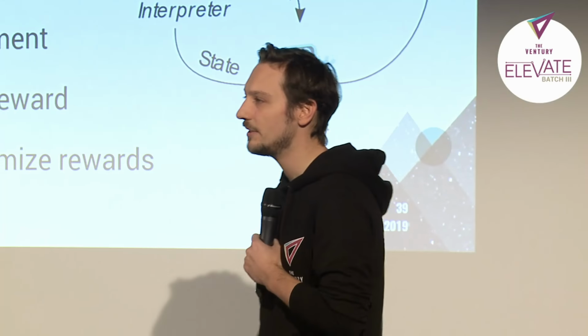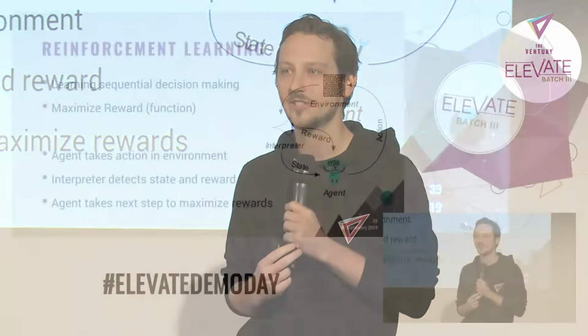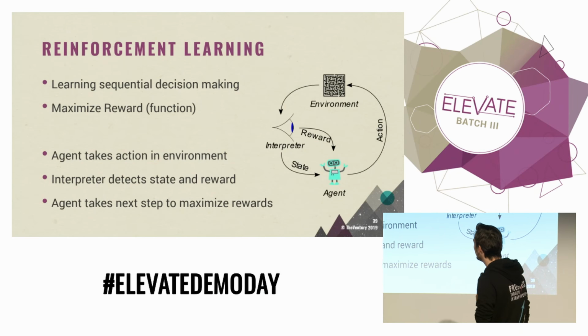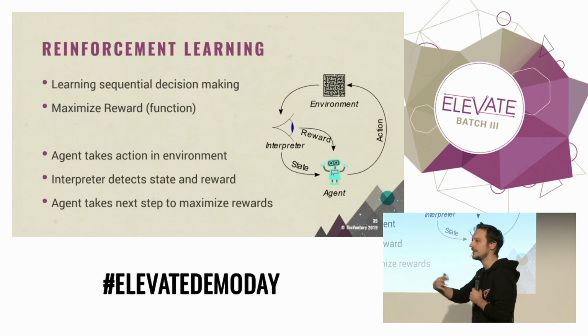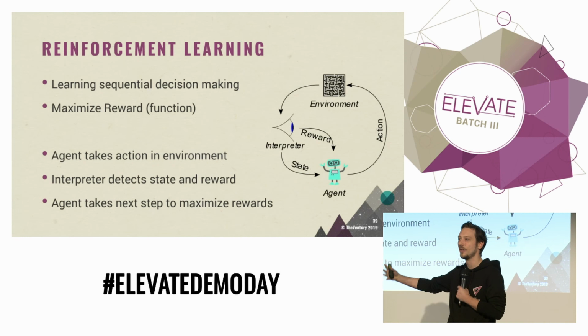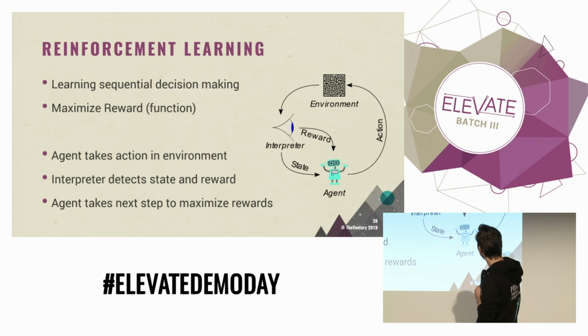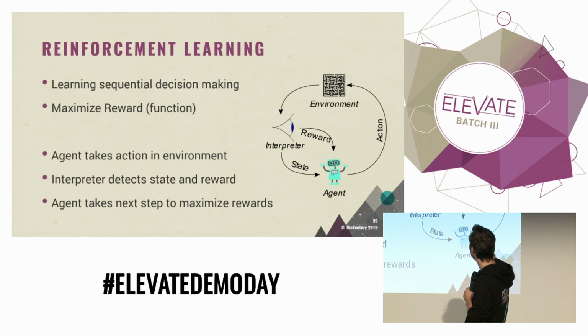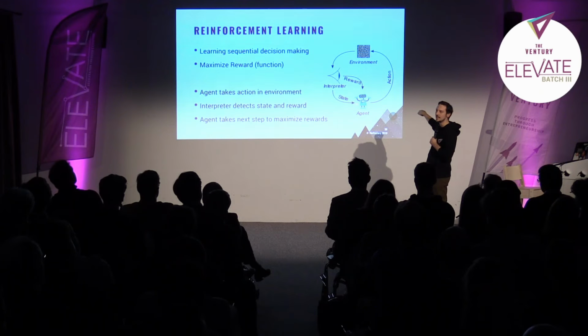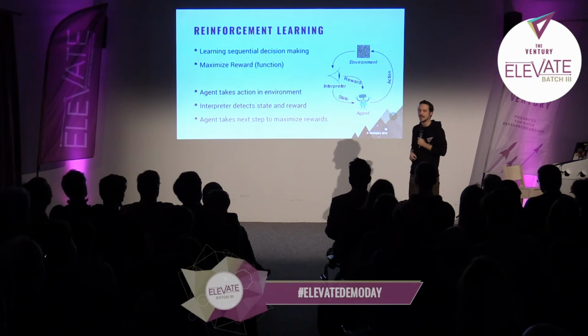So last but not least, reinforcement learning, and that's the real catch. Reinforcement learning is basically learning sequential decisions or decision-making in a process or in a maze. So what it does is you have this little system here where an agent takes an action in an environment. The action is monitored by an interpreter. The interpreter says this was a good or bad action through a reward, and then gives the state to the agent. So the agent can then take the next action.